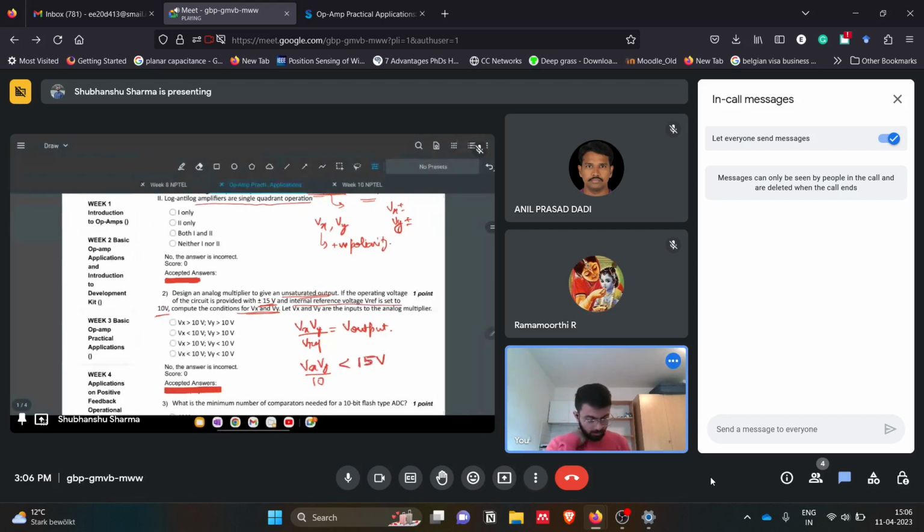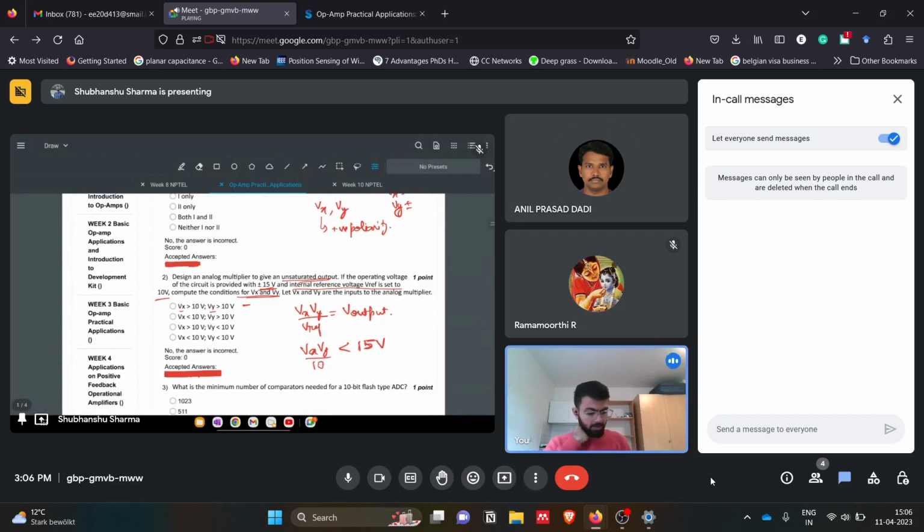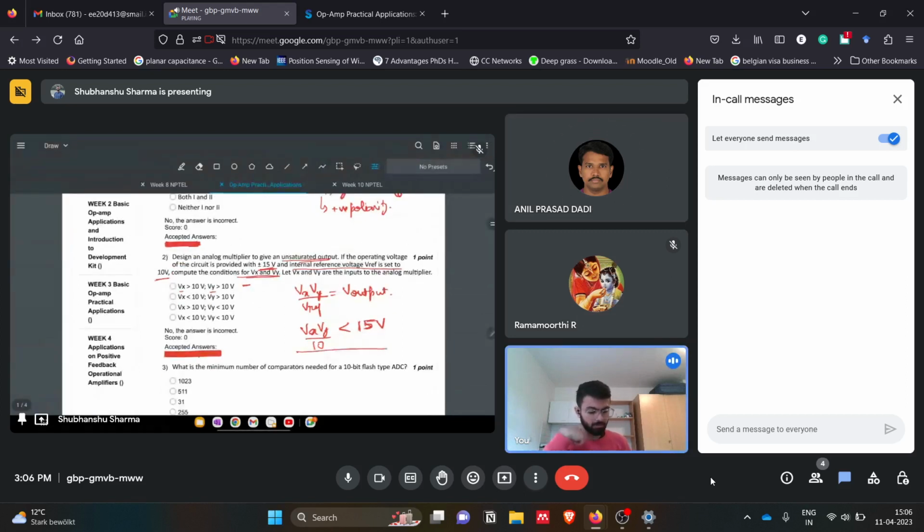Now if we see the options, the first option says Vx and Vy should be greater than 10 volt. Sir, is this the only way, going from the options? Or you can say, not from the options, you just see that Vx Vy by 10 should be less than 15 volts. But we don't have any absolute values there. So then you will have to compare with the options itself.